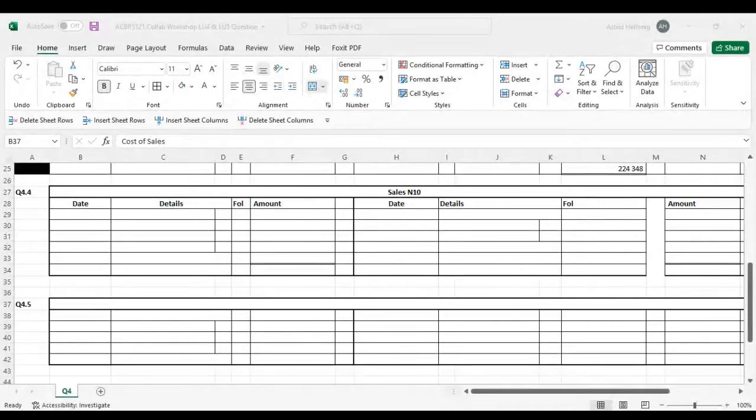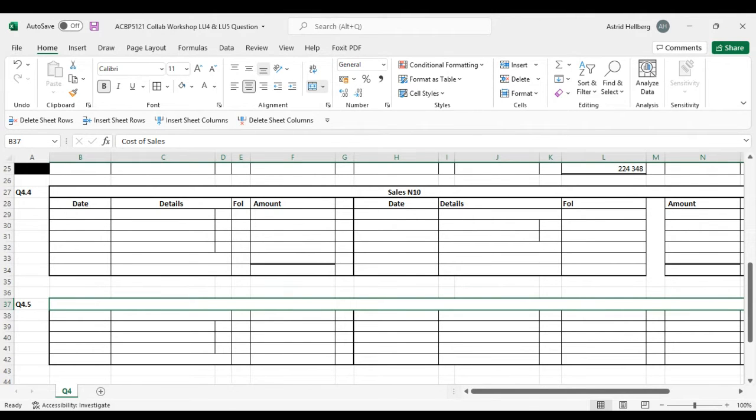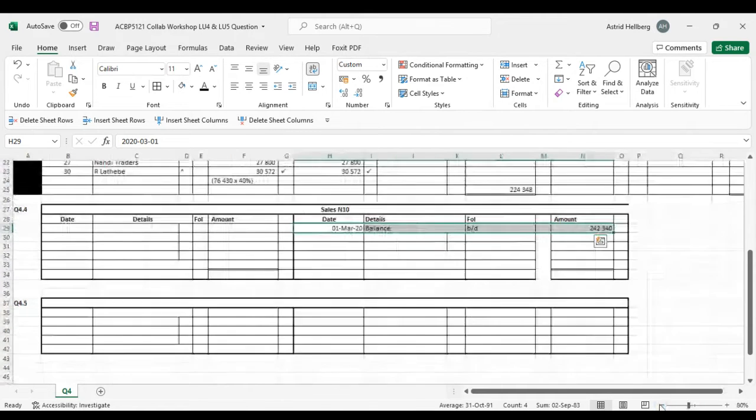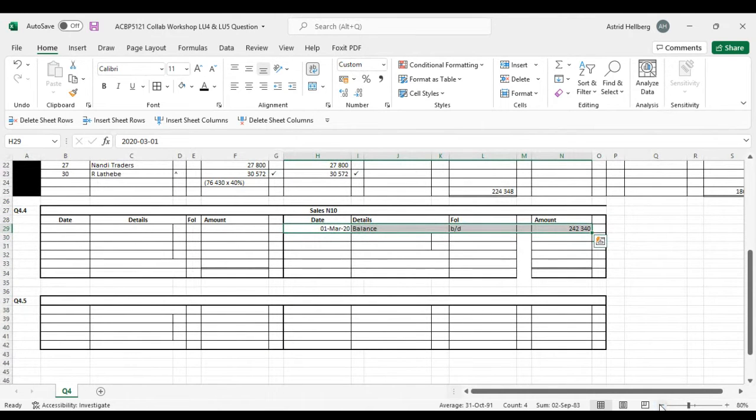Okay, so when they gave us the information in the required, they told you the sales account had an opening balance of 242,340. Okay, now remember sales account has a credit balance. So that opening balance information will be disclosed as a credit. So what we will do is we will credit the sales account with the opening balance.